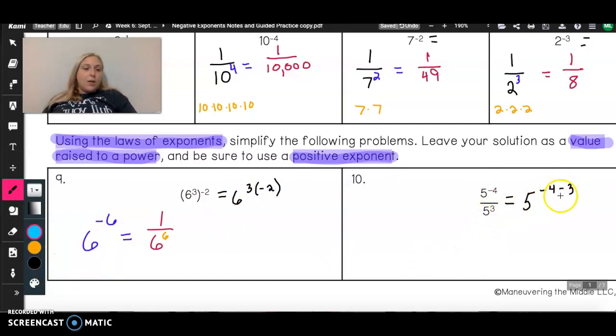Anytime we're subtracting integers, we add the opposite, which means we change the subtraction sign to an addition sign and we change the sign of our second number. So then we can actually see we have only one rule, which is negative 4 plus negative 3, which ends up being negative 7. So we have 5 to the negative 7th power, and our negative exponent rule tells us that that ends up being equal to 1 over the same base, our 5, but with the positive of that exponent.